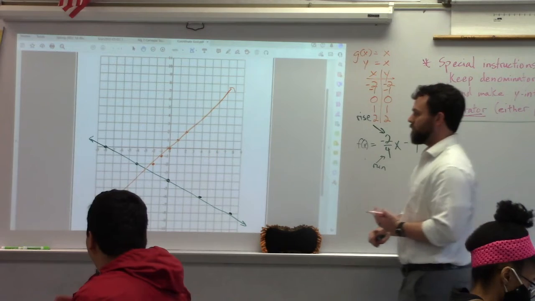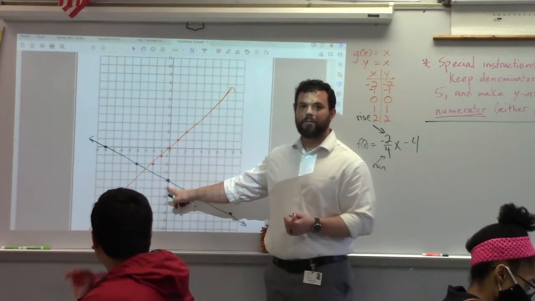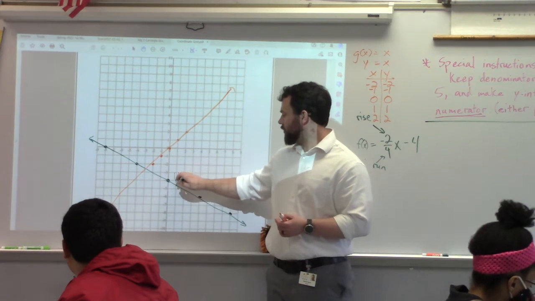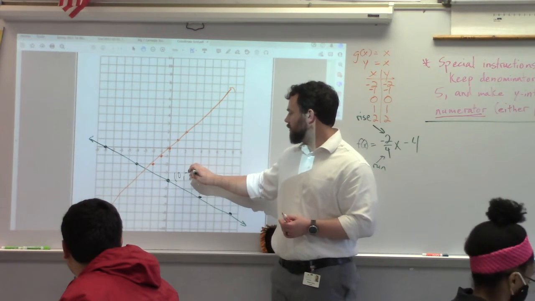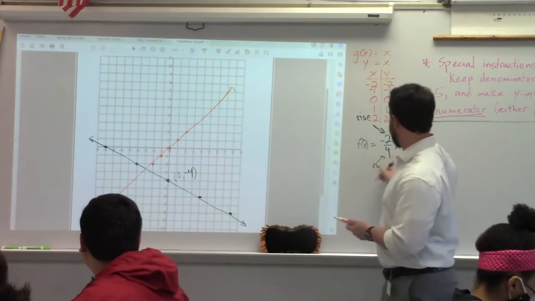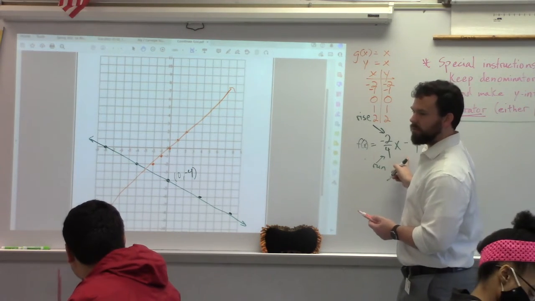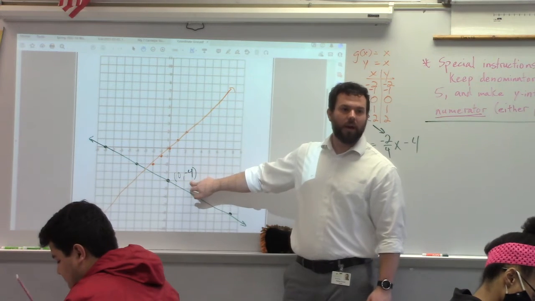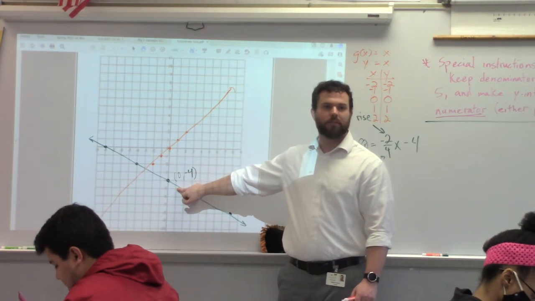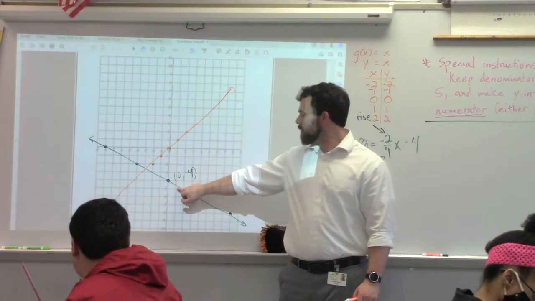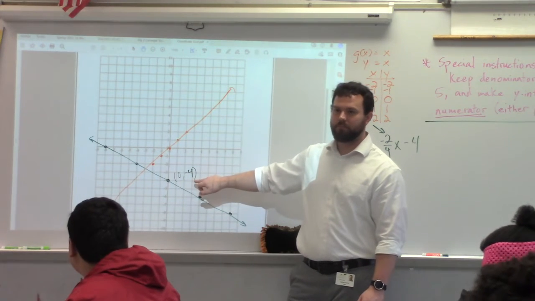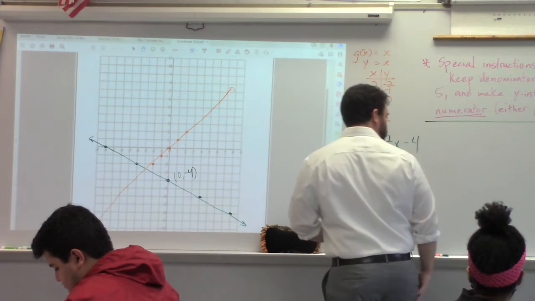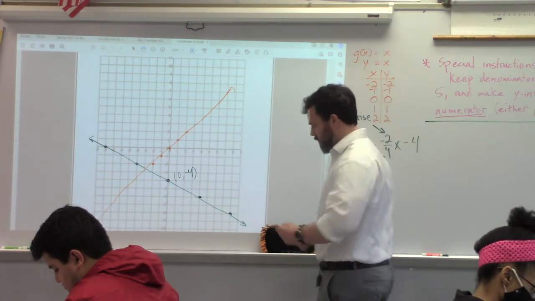One, here's my f of x, isn't it? What is this point right here? 0, comma, negative 4. Remember? Negative 4, right? So, if I were to dilate this value right here by x, what would I get? 0, comma, 0.